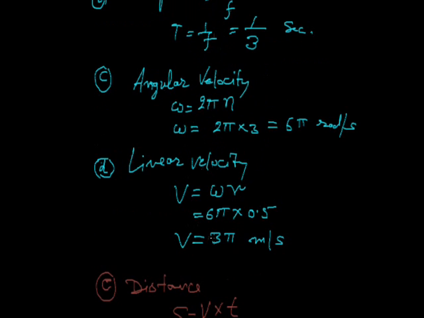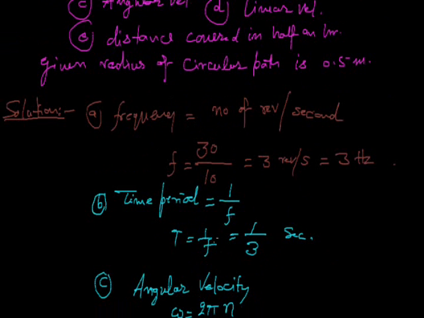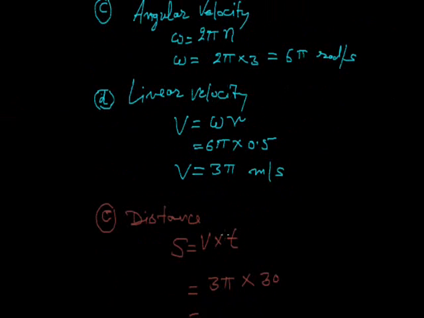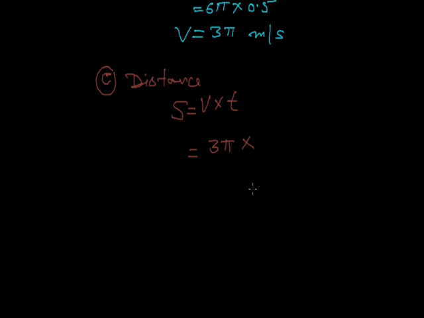Oh, half an hour. Half an hour means not 30 seconds. Half an hour means 3600 divided by 2 seconds. In 1 hour, 3600 seconds are there. So total distance covered is 3 pi into 1800 meter.